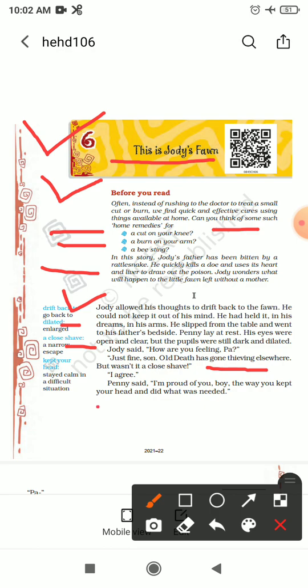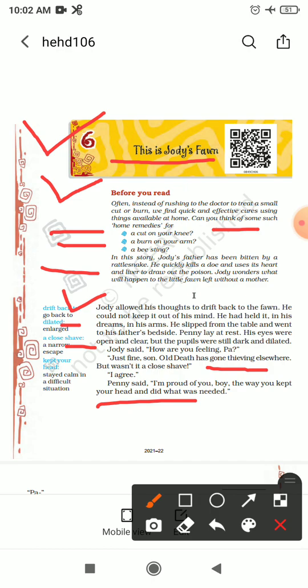Jody said, "How are you feeling, Pa?" "Just fine, son. Old Death has gone thieving elsewhere." "But wasn't it a close shave?" "I agree," Penny said. "I am proud of you, boy, the way you kept your head and did what was needed."